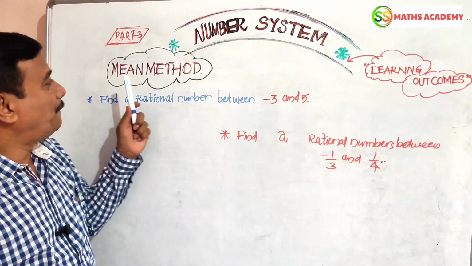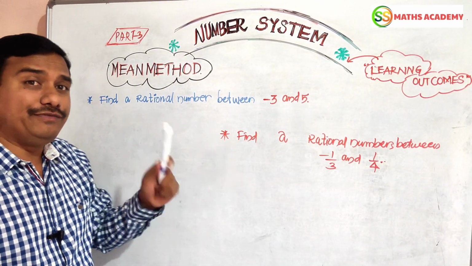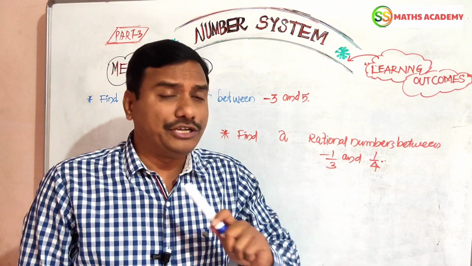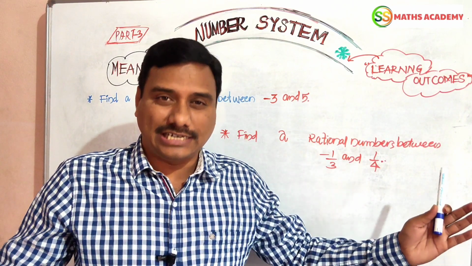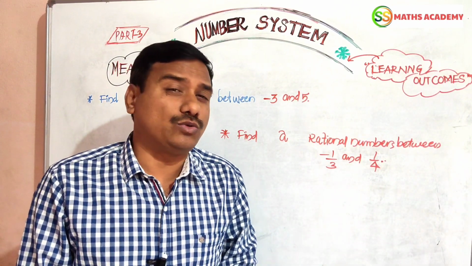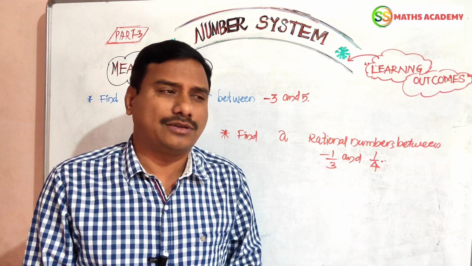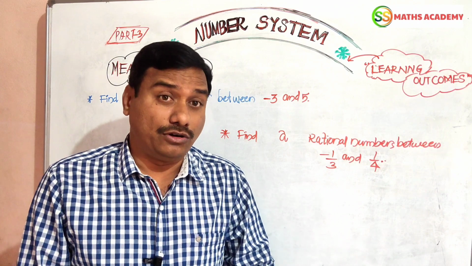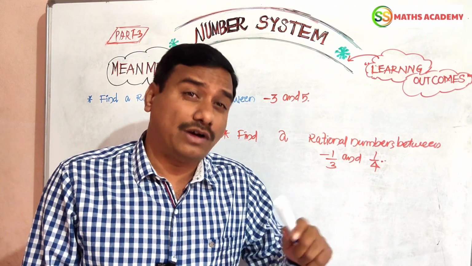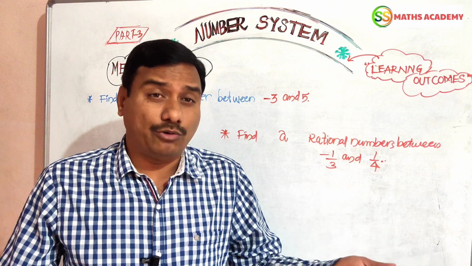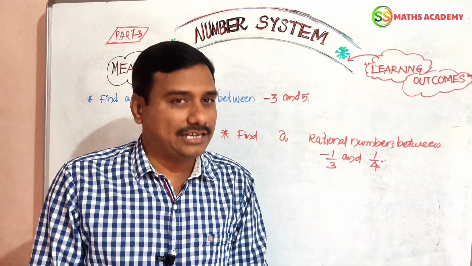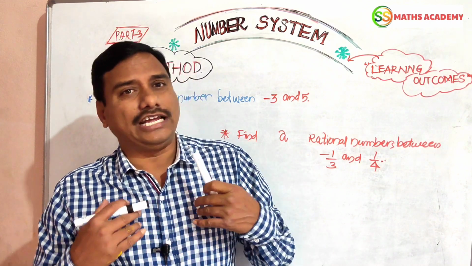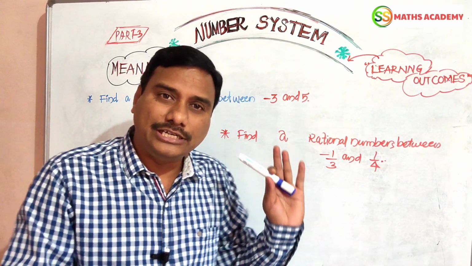Let us see how to find the rational number between two distinct rational numbers by using the mean method. Friends, I want to tell you, between any two rational numbers, infinite rational numbers are there. For example, between 1 and 2, how many numbers are there? Somebody is saying 1.25, 1.5, 1.75. It is not correct, because between 1.0 and 1.1 also, we cannot find how many rational numbers are there, because infinite rational numbers are there. But between 1 and 2, some particular countable rational numbers can be found by using this mean method.